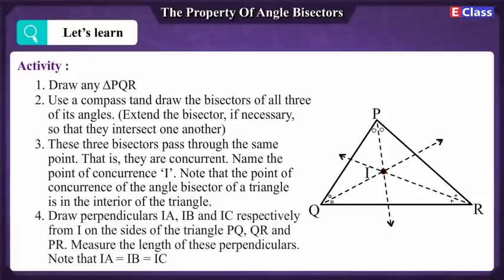4. Draw perpendiculars IA, IB and IC respectively from I on the sides of the triangle PQ, QR and PR. Measure the length of these perpendiculars. Note that IA is equal to IB, which is equal to IC.